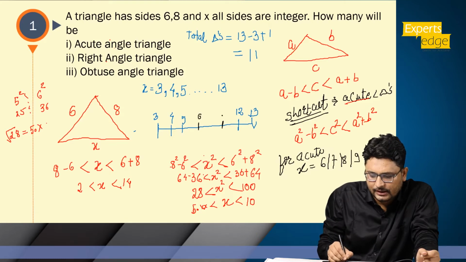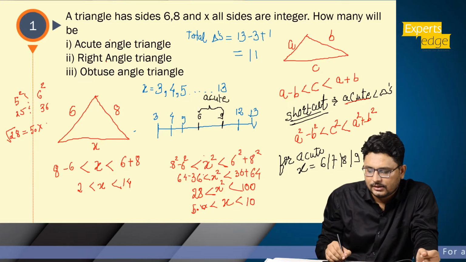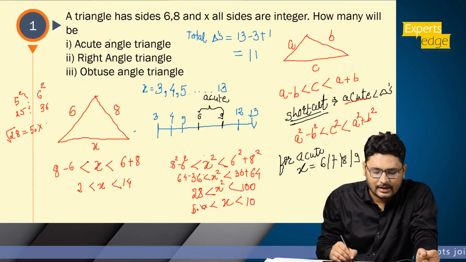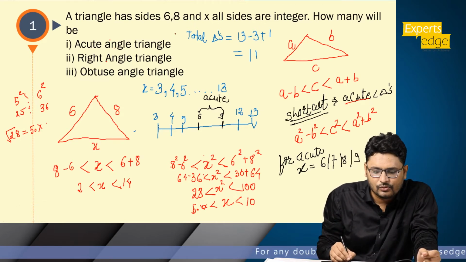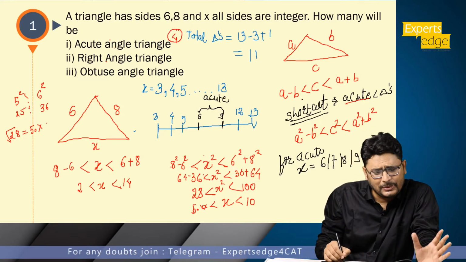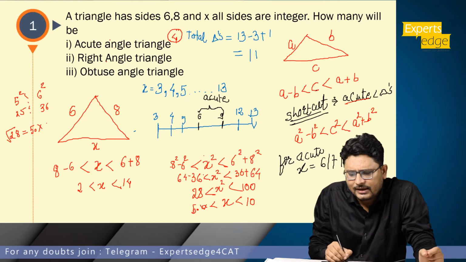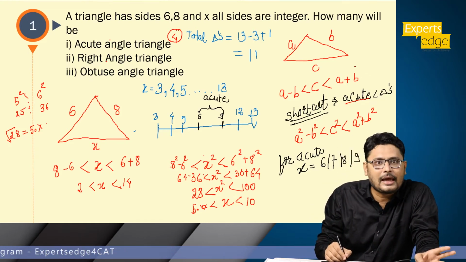This 6 to 9, this range is of what? This range is of acute angle triangles. Okay, so how many are this? 6, 7, 8, 9, so 4. So the answer of the first question, how many acute angle triangles are there, is 4. So out of 11, I got to know that 4 are the acute angle triangles. Now please remember, the formula we applied, C square lies between A square plus B square and A square minus B square, is only for acute angle triangle.